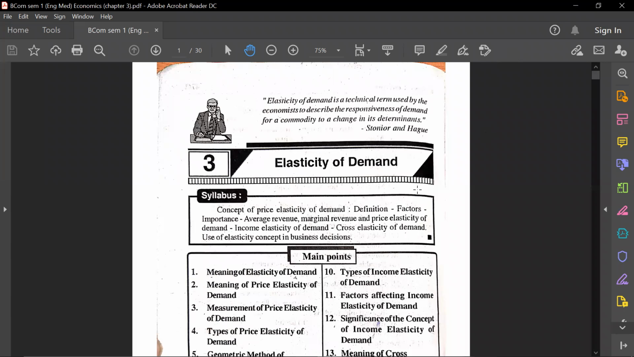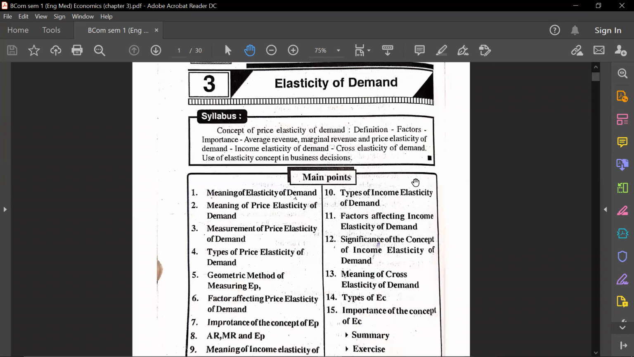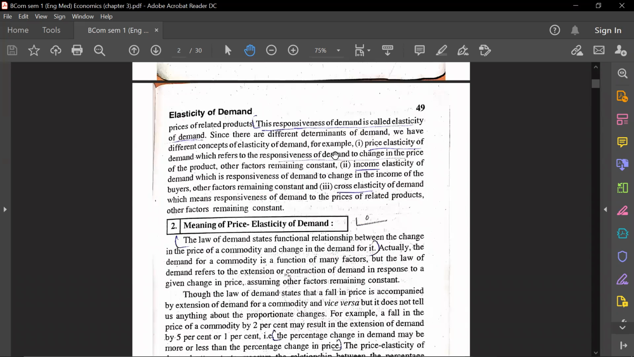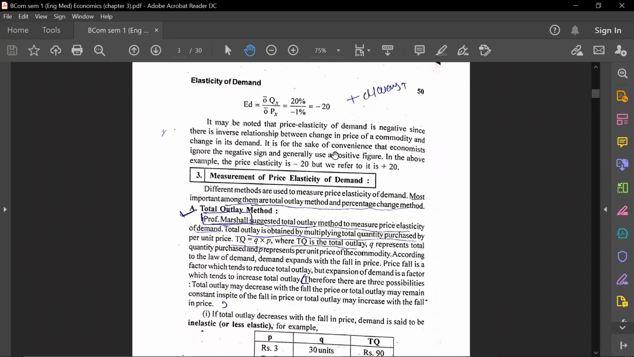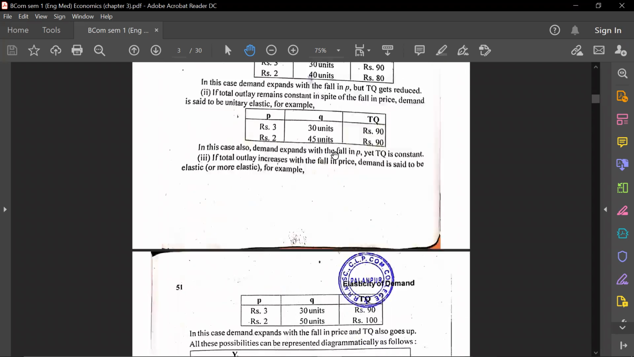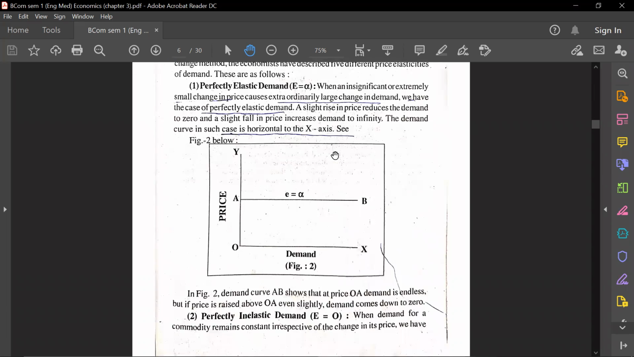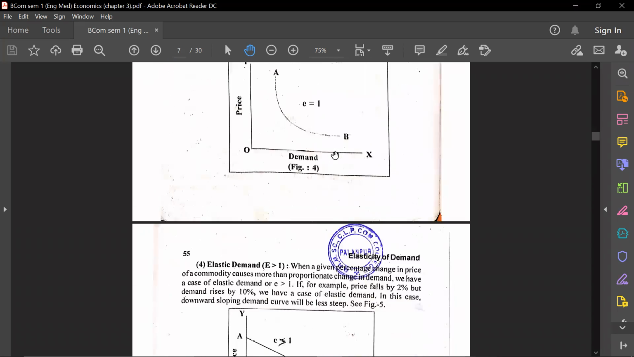Now today we are going to start the fourth lecture of this chapter, and today we are going to conclude your chapter in this lecture. So guys, in chapter number 3, elasticity of demand, we have discussed some points. First of all, we discussed the meaning of elasticity of demand, then the price elasticity of demand. After that, we discussed some of the methods and types of price elasticity of demand.